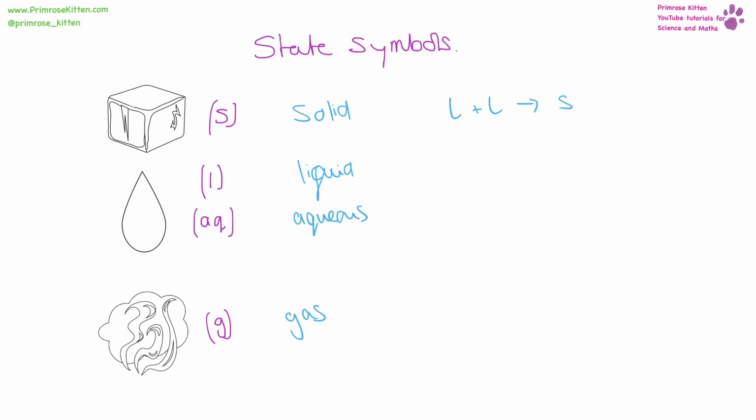If you see something that's liquid and liquid, or aqueous and aqueous, going to a solid, it is going to turn cloudy. If you have a liquid and a solid, or a liquid and liquid, and a gas is produced, you're going to see bubbles, or a loss of mass, bubbles or fizzing.